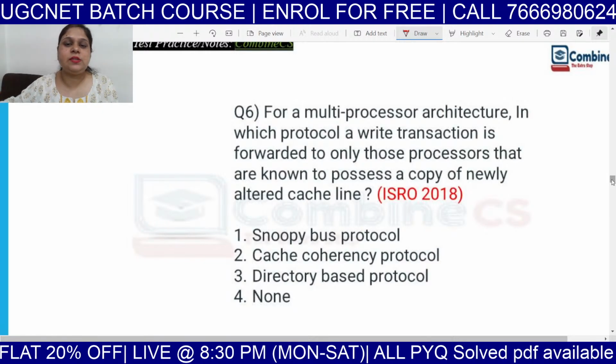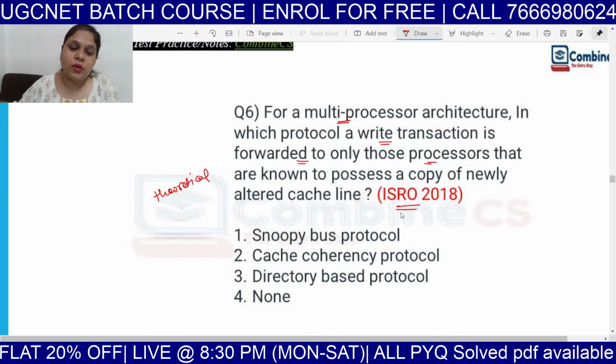So question number 6 on the screen. For a multi-process architecture in which protocol a write transaction is forwarded to only those processors that are known to possess a copy of newly altered cache line. Now this is a very theoretical question and yes, this is a repeated question of GATE, right. And this question has been repeated in the ISRO 2018.